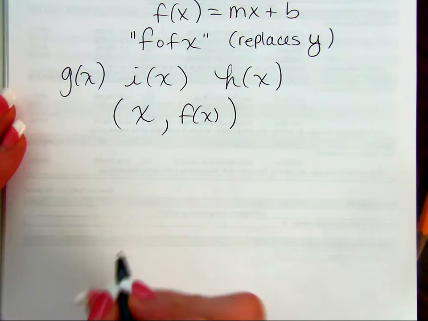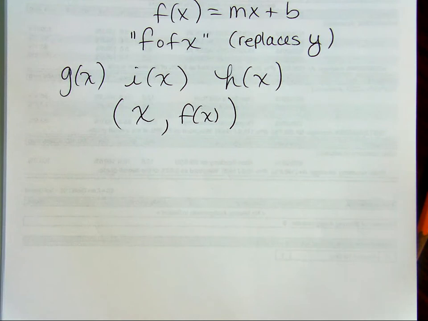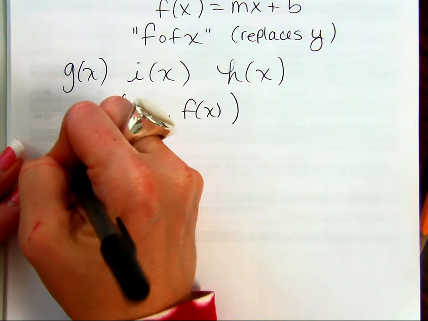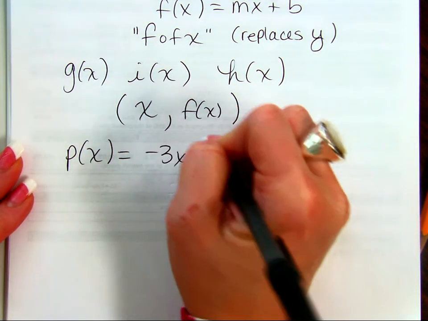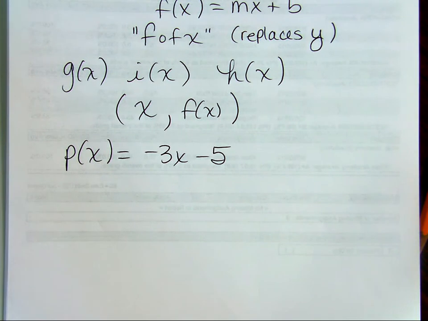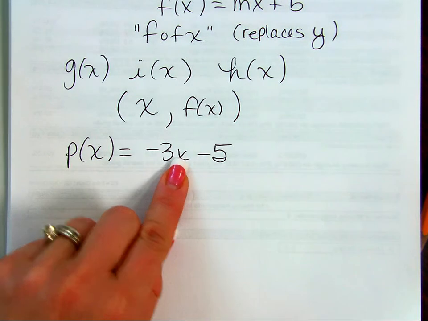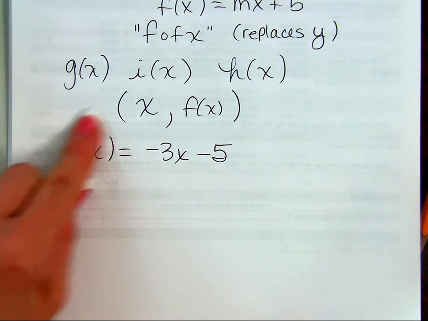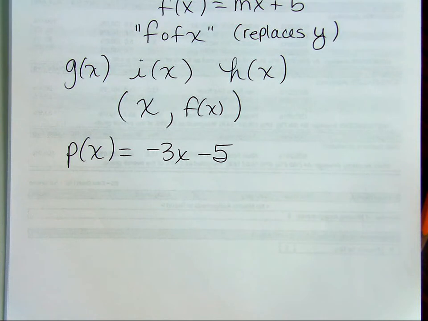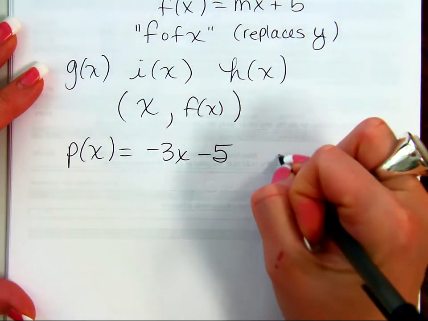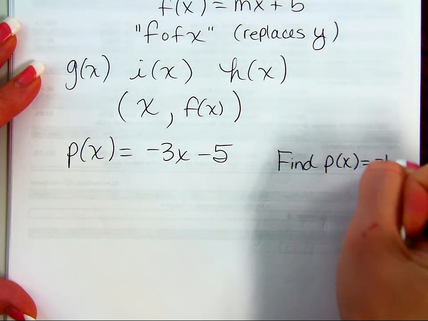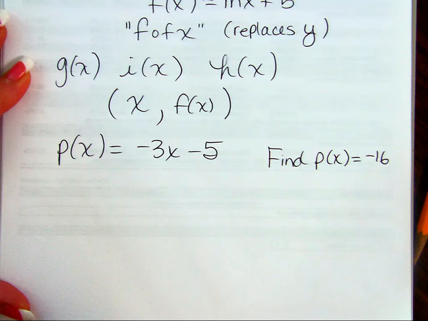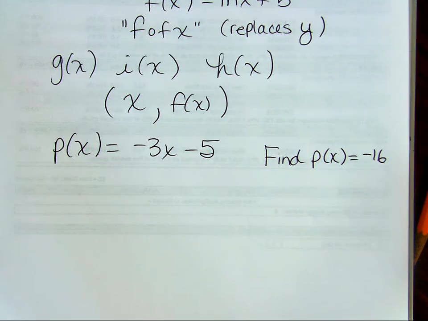So if I were to say to you, p of x is equal to negative 3x minus 5. You have to say to yourself, okay, that just means y. That just means y. I'm seeing an x, but this is the real x, right? This is y together, all right? So what if I were to say to you, okay, find p of x when it equals negative 16. All right. I know. It's really a different way of looking at it.